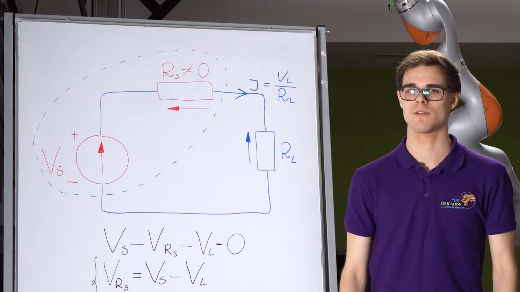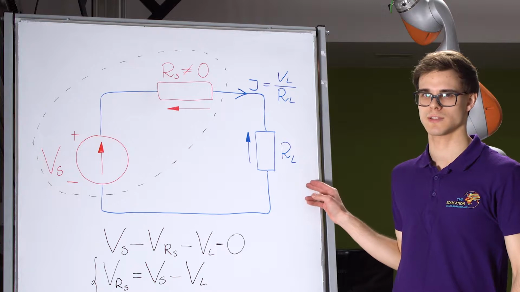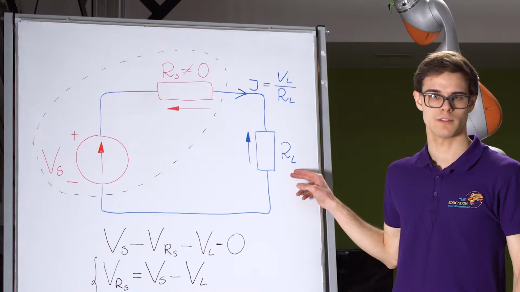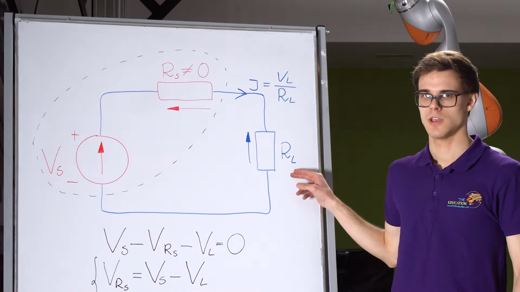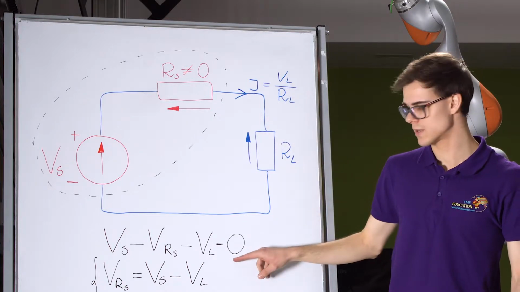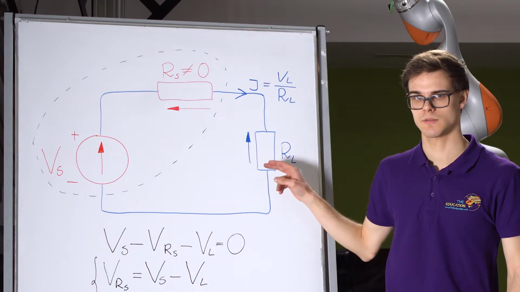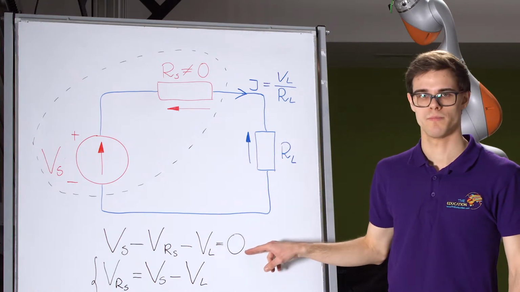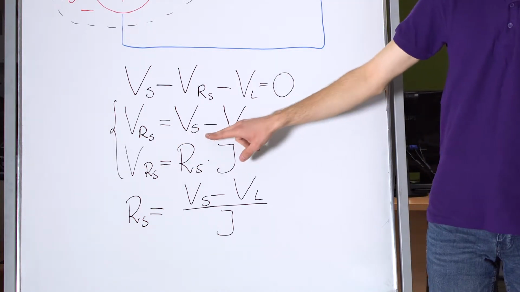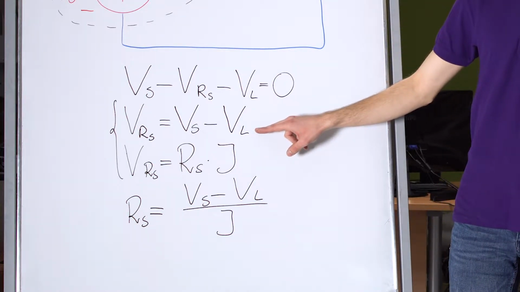If you want to know the value of the internal resistance of the source, you need an additional serial resistor in the circuit. If you know the value of this resistor and value of the voltage drop on it, you can simply calculate the current in the circuit. From the second Kirchhoff's law, you know that the sum of all voltages in the circuit must be equal to zero. Voltage drop on the internal resistance is equal to voltage of the source minus voltage drop on the load.